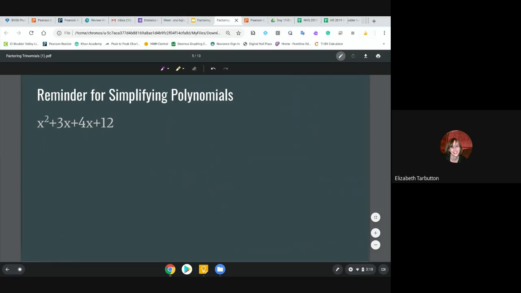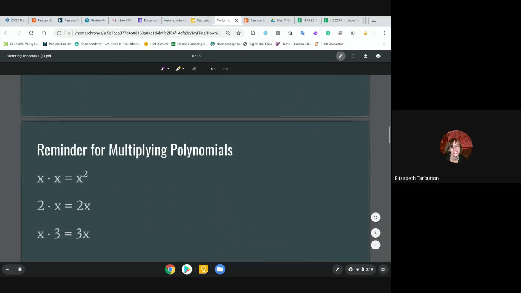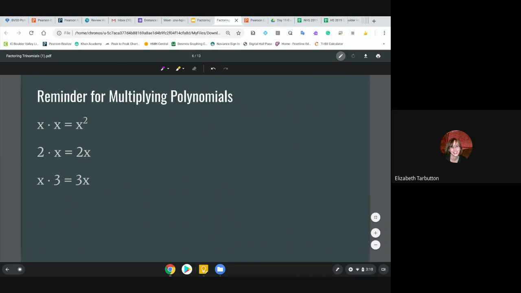A reminder for simplifying polynomials: if we have two like terms, we know that they're like terms because they have x with an exponent of 1, which really means we don't write the exponent. So we have x squared plus 7x plus 12 here. That's going to be something we're going to have to do later on today. Reminder for multiplying polynomials: x times x is x squared, 2 times x is 2x, x times 3 is 3x.